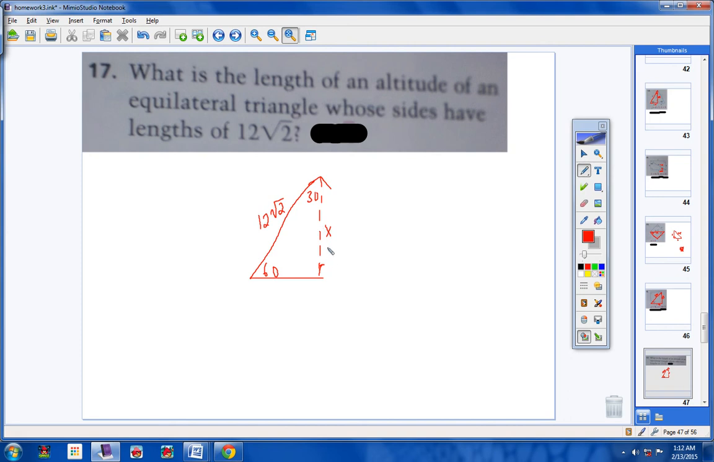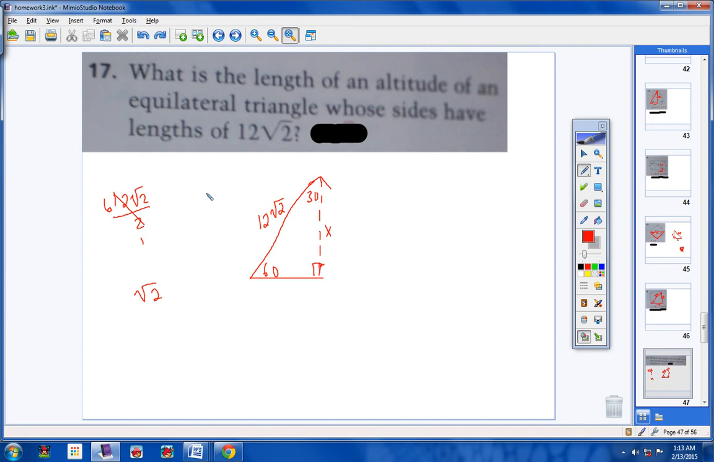triangle. Now, this is called your hypotenuse. Remember, the hypotenuse is always twice as big as your shorter leg. So I'm going to take this and divide it by 2. So 12 square root of 2 divided by 2. These numbers here cancel, and you're left with 6 square root of 2. You do not divide the inside number here by the 2. That is incorrect to do.